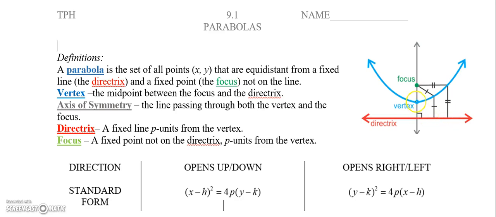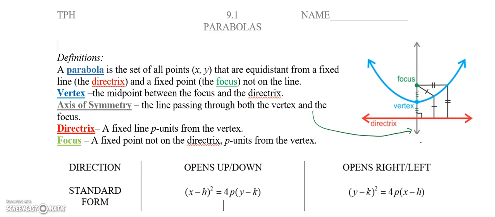The vertex here is the midpoint between the focus and the directrix. So this distance here is going to be congruent to this distance here. So we want to keep that in mind. That will come up a lot. And the axis of symmetry, which is in gray, is the line that passes through both the vertex and the focus. So there's our axis of symmetry.